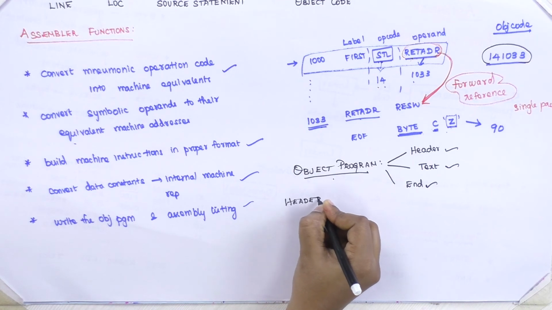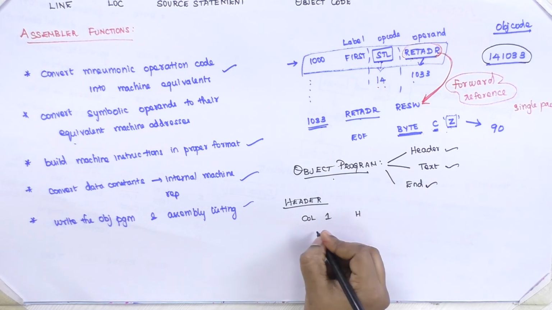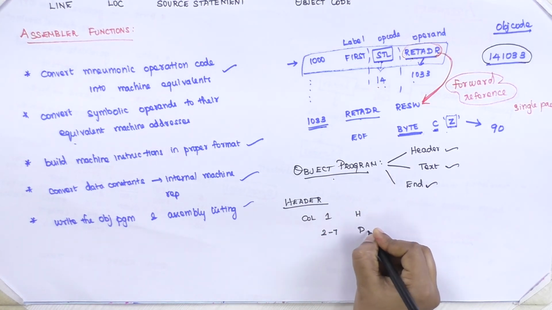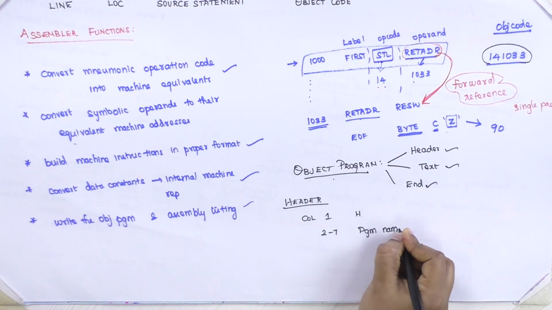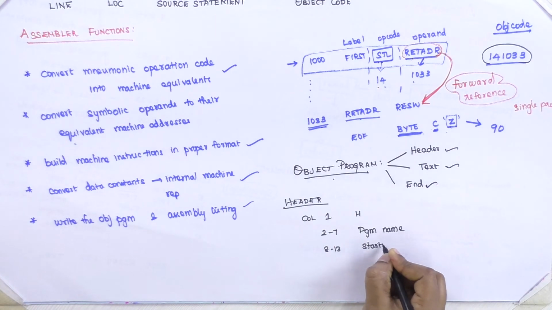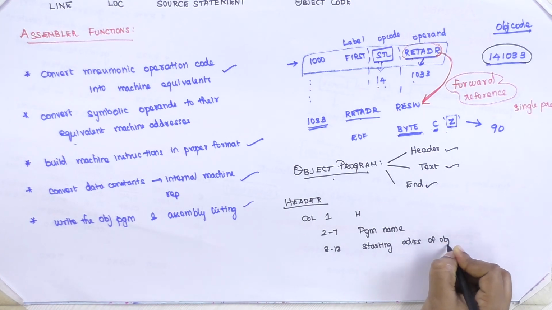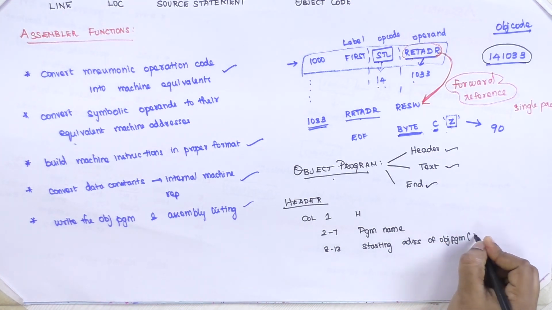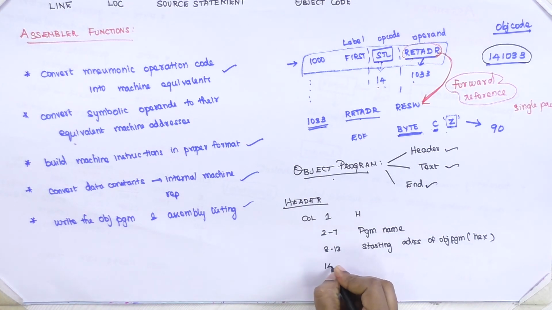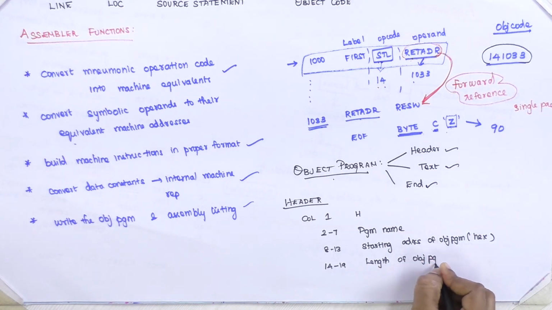For the header record, column 1 will contain H. Columns 2 to 7 will contain the program name. Columns 8 to 13 will contain the starting address of the object program, and everything is represented in hexadecimal. Then columns 14 to 19 will contain the length of the object program. So this is the format of our header record.